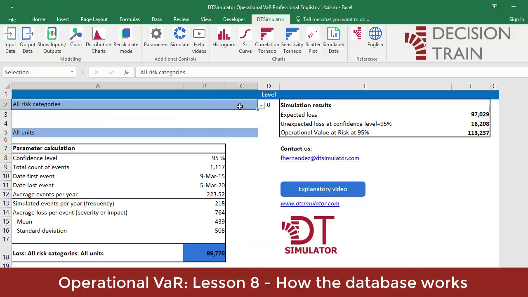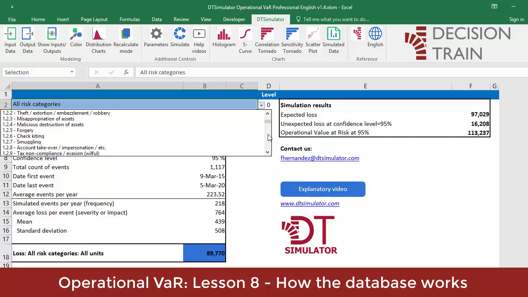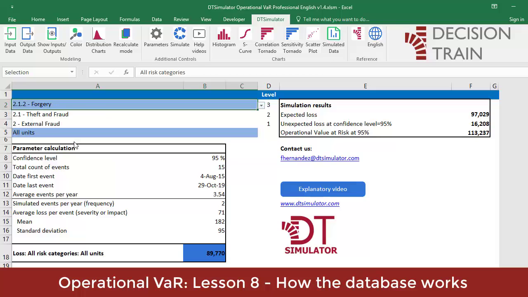If we choose another category, for example, 2.1.2, counterfeiting, leaving for all units, 15 events that occurred in total between August 4, 2015 and October 29, 2019 are obtained, for an average of 3.54 events per year. On the other hand, the mean of each counterfeiting event is $187 and its standard deviation is $95.